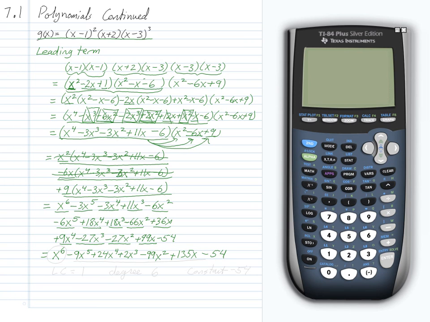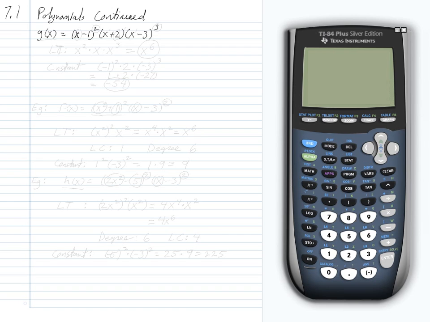So this is our final polynomial. We have a leading term of x to the 6th and a leading coefficient of 1. So our degree is 6. And just for good measure, our constant is negative 54. Now, in the next video, I will show you exactly how we can find all of this information without using an entire page to multiply out the whole polynomial, because we have a lot of stuff in the middle that we don't care a whole lot about.